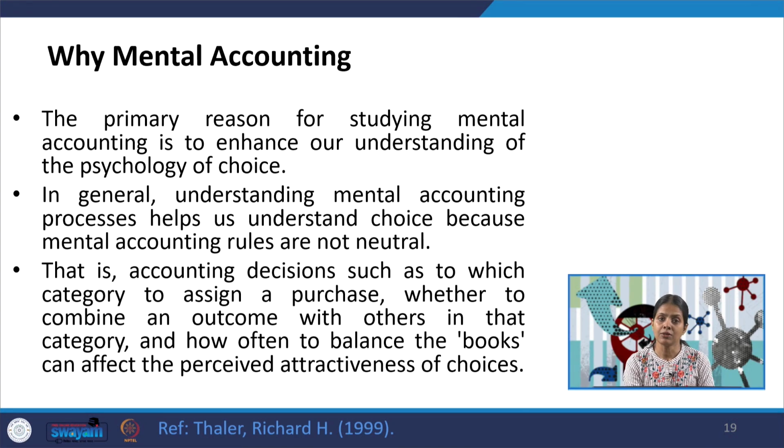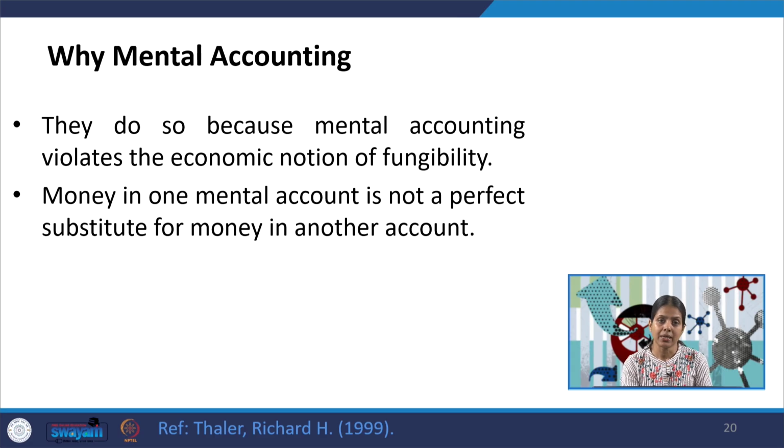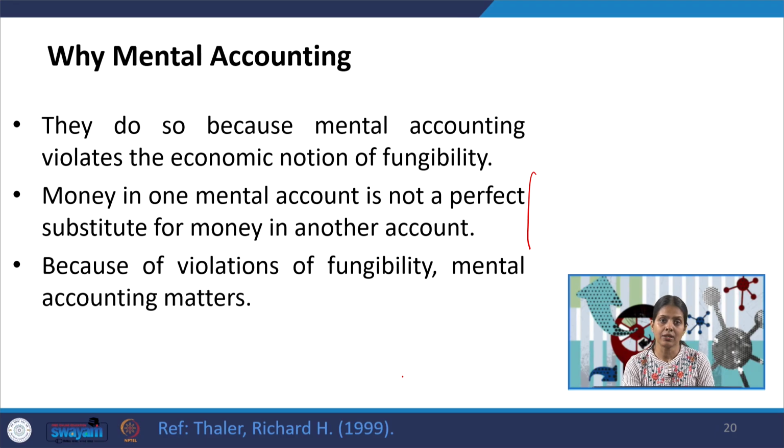That is, accounting decisions such as to which category to assign a purchase, whether to combine an outcome with others in that category, and how often to balance the books can affect the perceived attractiveness of choices. They do so because mental accounting violates the economic notion of fungibility. Money in one mental account is not a perfect substitute for money in another account, which is basically the definition of fungibility. Because of violations of fungibility, mental accounting matters.